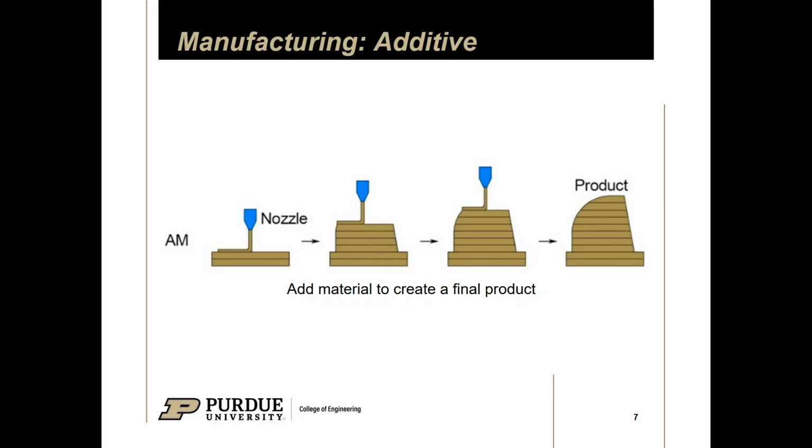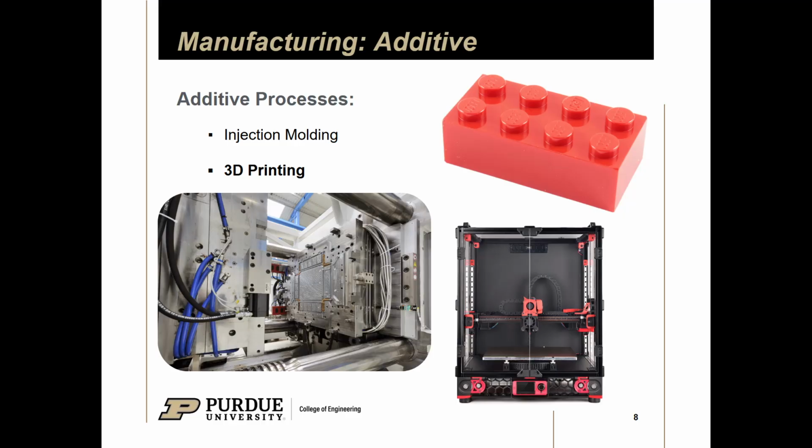So you start with nothing, or at least a base plate or something. You'll add material with some kind of tool to slowly build up your final product. Typically when people talk about additive manufacturing, you think 3D printing, but injection molding is also an additive process. So these fall under very similar requirements, which is why 3D printing does benefit a lot from the injection molding style of making parts.